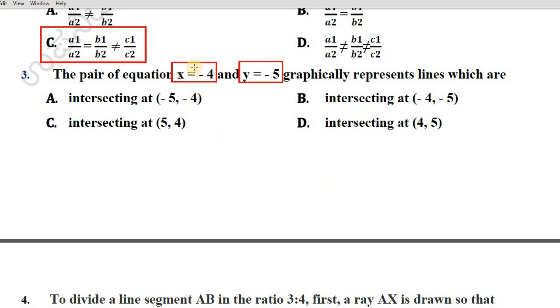So here x coordinate is minus 4 and y coordinate is minus 5. I repeat again, x coordinate is minus 4, y coordinate is minus 5. Hence, it is intersecting at minus 4, minus 5. Therefore, the right option for this is option B, intersecting at minus 4, minus 5.